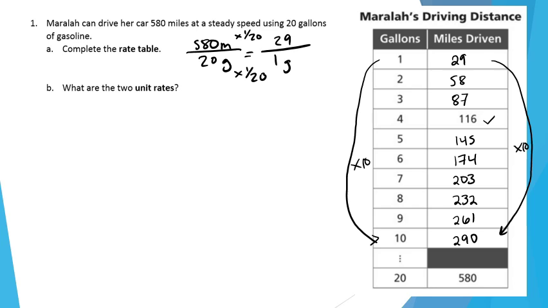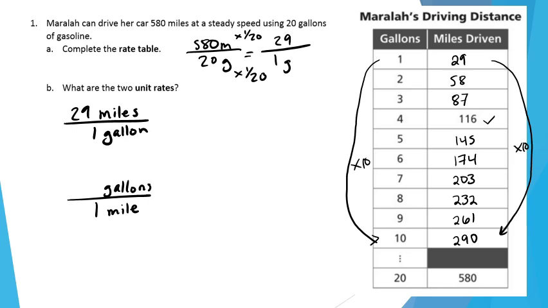So now I'm going to find the 2 unit rates, and we found one of them from the table. You talked a little bit about unit rates today in class, and how a unit rate has to have a 1 in the denominator as the bottom number. So we've already found 29 miles per 1 gallon. That's 1 unit rate. But there's another unit rate we could write in this situation, and that would be how many gallons per mile. We don't usually talk about gallons per mile a lot as a unit rate, but it's good to recognize that it's another unit rate that exists.